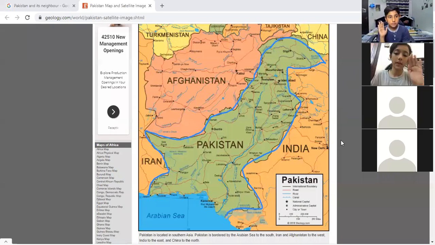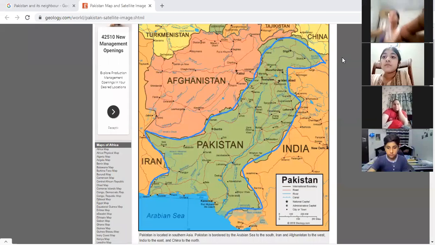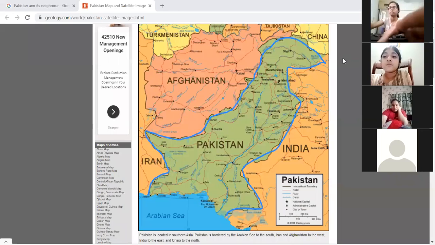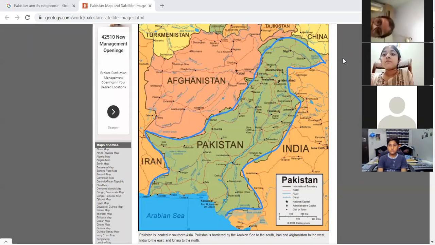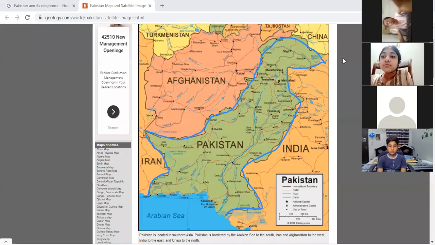Okay, so please put your hands down if you can. All right. So now we've got Iran as the neighboring country. We've got Afghanistan, we've got China, and we've got India. Then we've also got Tajikistan as one of the neighbors of Pakistan. Tajikistan is counted as a neighbor, although it is separated by the Wakhan corridor. I'll write down the name for you so that it's easier to read.